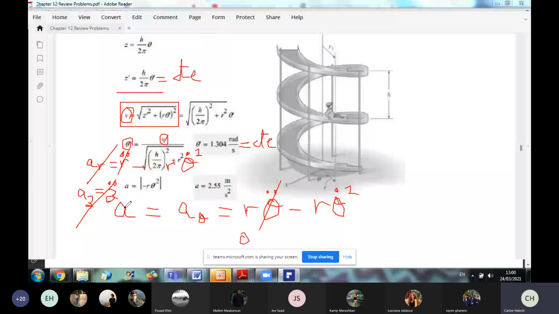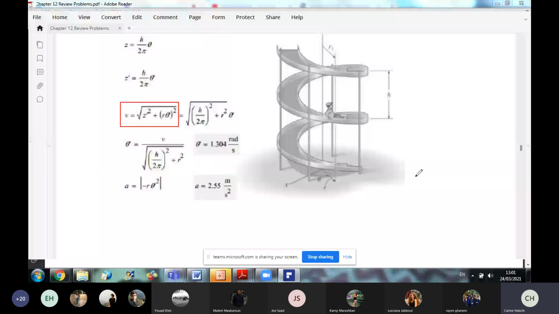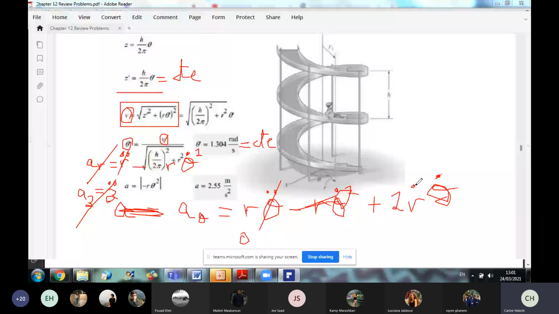While a theta is given by R theta dot dot, okay, plus 2R dot theta dot. In the exam, always make a formula sheet, okay, to not forget the formula. So plus 2R dot theta dot, okay. So here for a theta it will be 0 because theta dot dot is 0 and R dot is 0, okay. So no value for a theta, while AR will have only the component minus r theta dot square.